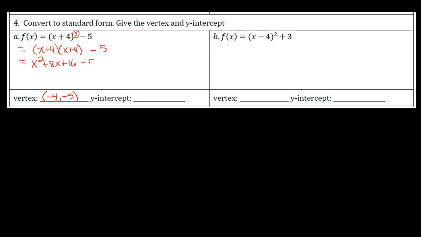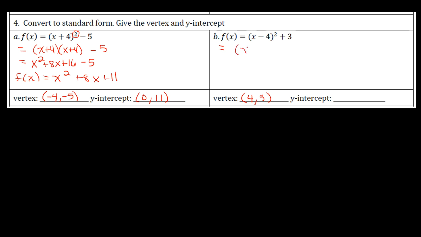Now I can bring in the minus 5. I have x squared plus 8x, and then when I combine that, I get plus 11. So my y-intercept is (0, 11), because when I plug in 0 for x here and here, I'm left with plus 11. Okay, let's identify our vertex as (4, 3).